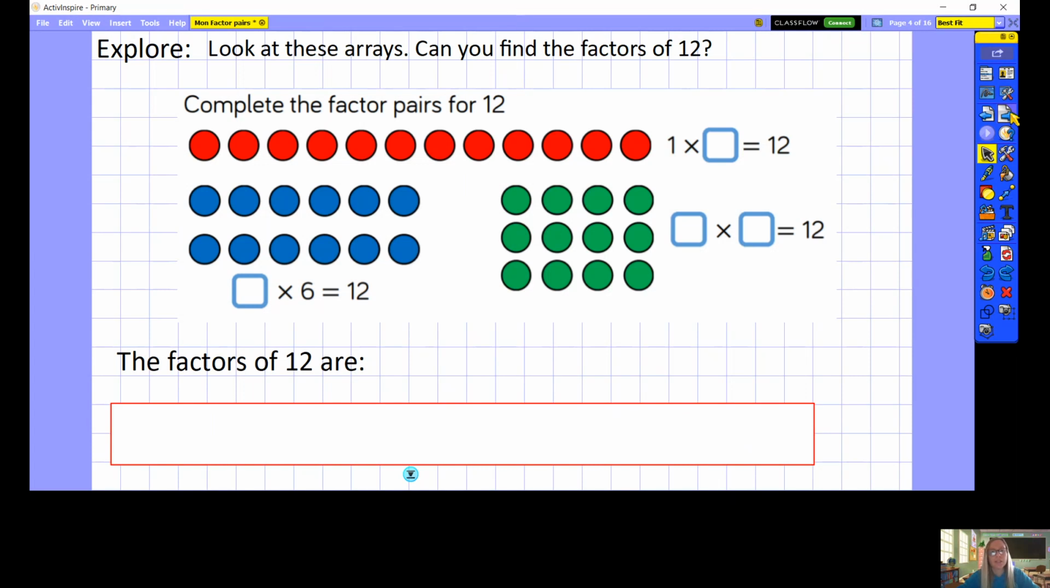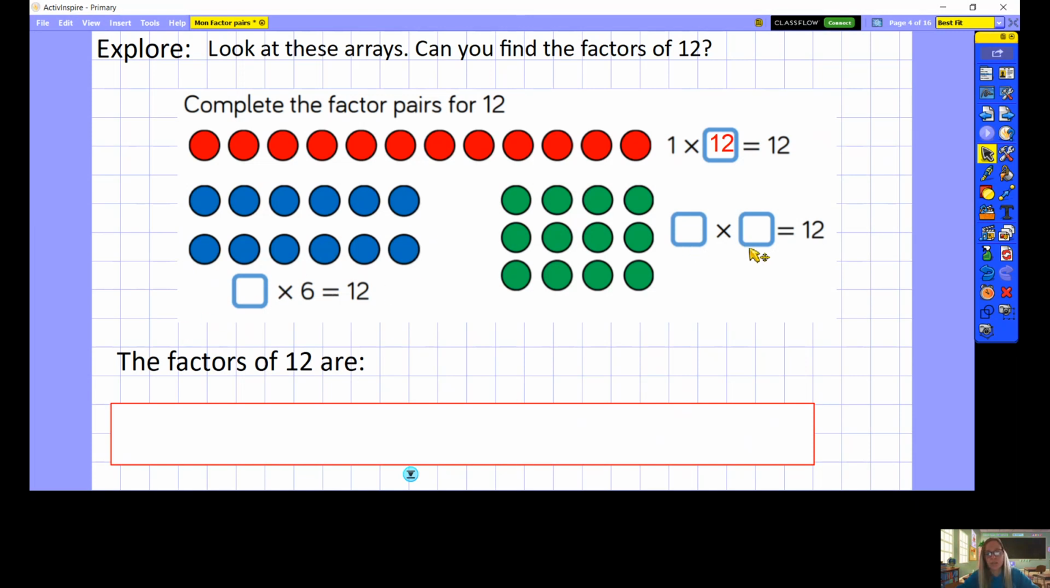Now look at these arrays. Can you find the factors of 12? Complete the factor pairs for 12 to help you. So the first array here, you can see I've got 12 counters and they're arranged as one row of 12. So 1 times 12 equals 12. That's my first factor pair. And something times 6 equals 12. So have a look at the array and see if you can think about how that calculation would be completed.